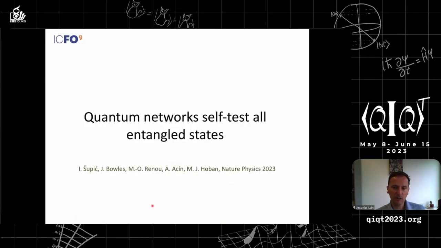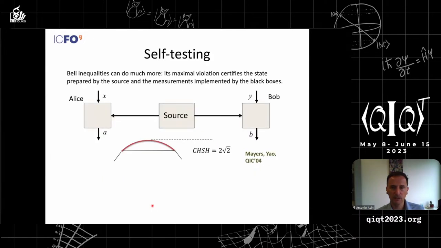And the last result I want to tell you about is a more recent result. It's about self-testing, and it was published in Nature Physics. So what is self-testing? Self-testing is a very interesting property you have in quantum physics: in the device-independent scenario, you can say a lot about the state and measurements implemented by the parties when you are getting a maximal violation of a Bell inequality. The points giving you the maximal violation are quite unique, and there are very few ways of reproducing the statistics giving a maximal violation of a Bell inequality in quantum theory. I think there was a question.